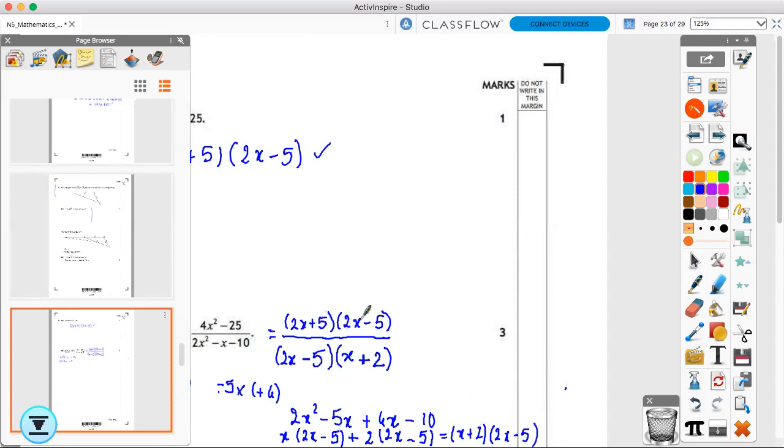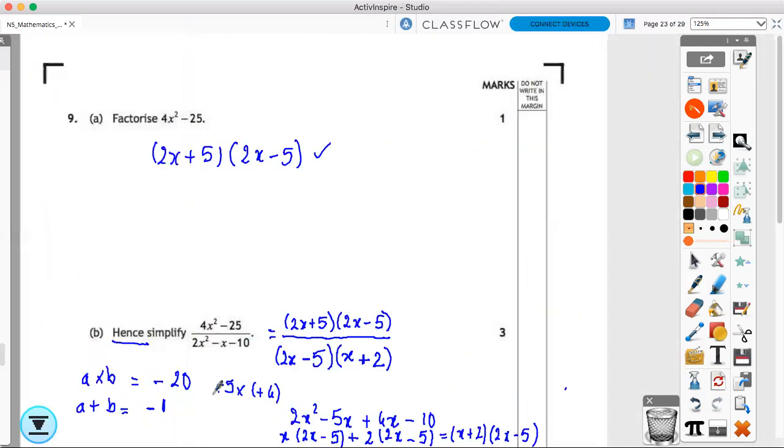And now you can see that you've got a 2x minus 5. But because I was simplifying after factorizing, I knew it had to be one of those two. But you're right, it could have been a question where you're asked to factorize 2x squared minus x minus 10. At least you've got it here. Okay, so 3 marks, 1 for that one.